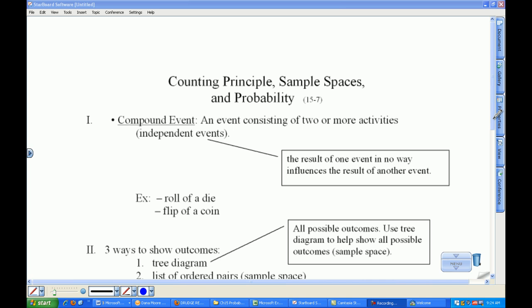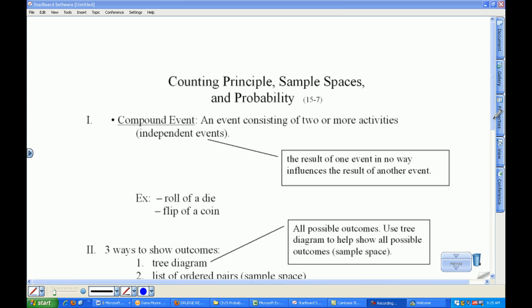Today we got counting principle, sample spaces, and probability. This is chapter 15, section 7. A compound event is an event consisting of two or more activities. You roll two die, like you're playing craps in Vegas or something like that. You take two cards out of a deck of cards. You pull a marble out of a bag, then you reach in, you take a second marble out. You reach in, you take a third marble out. That would be an example of a compound event.